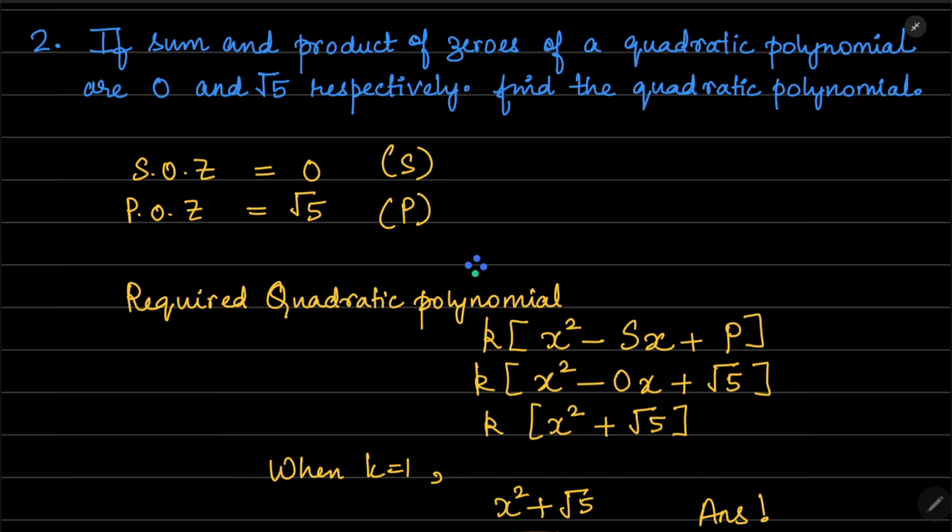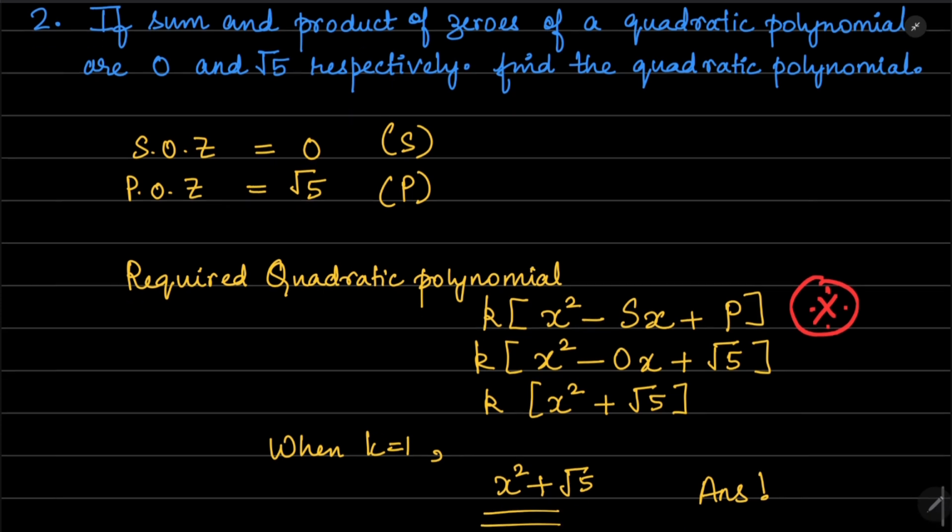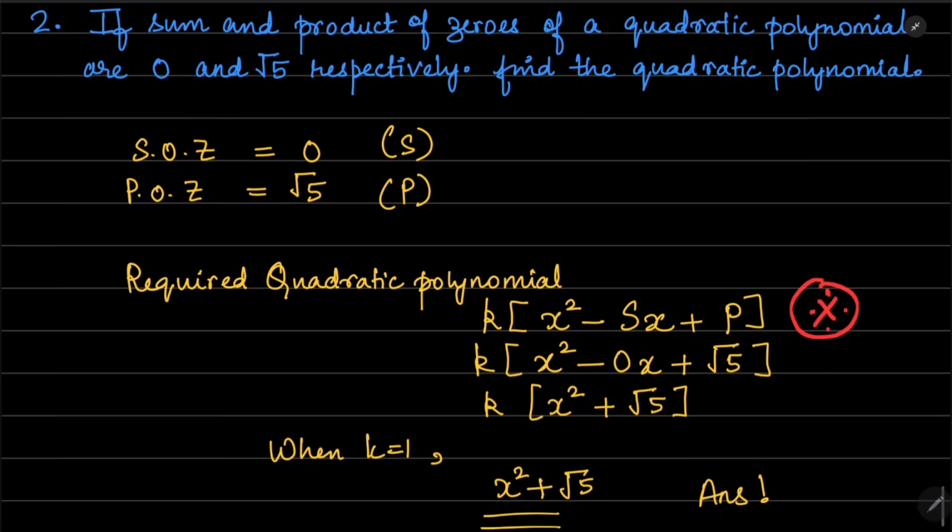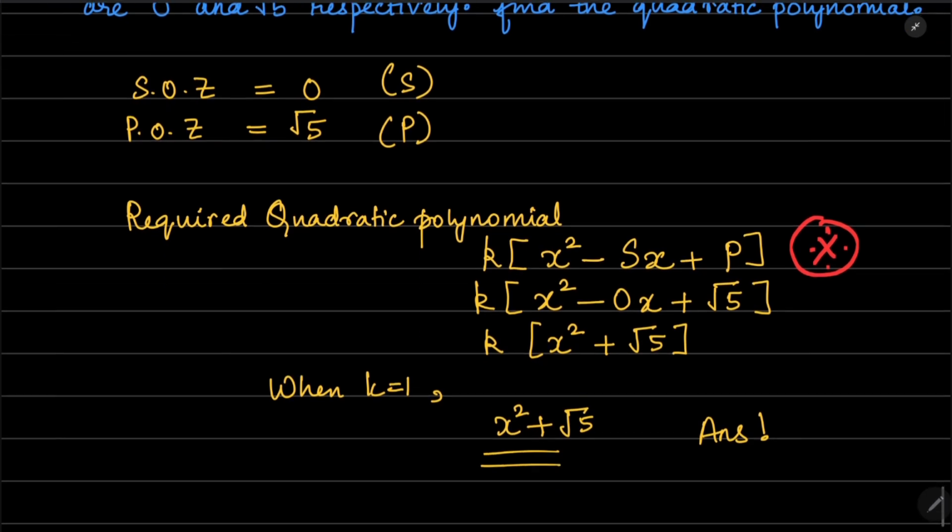So please make sure you remember this formula. I'm just marking it as important. And again, another thing to remember is there is no fixed answer. Whatever value of k you're taking, you can correspondingly write any quadratic polynomial that satisfies for a specific value of k. That's all. Okay, let's move on to the next question.